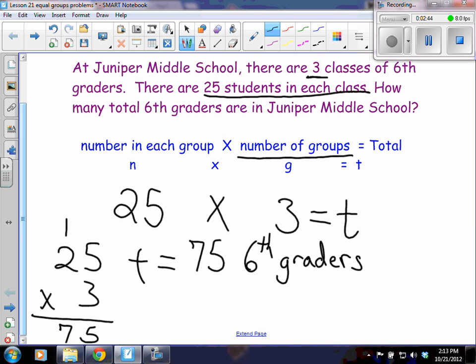75 6th graders. And we can go back and check this work by plugging our 75 into this t. And we could also rearrange some things and see if 75 divided by 3 or 75 divided by 25 gives us one of these other numbers. And of course it would, as we have done our problem correctly.